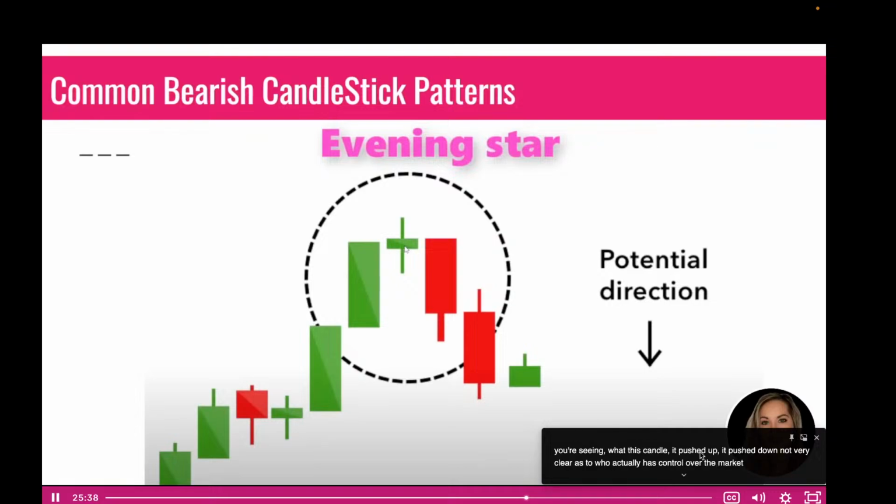And usually this will happen at like a key area of where price is meeting some sort of resistance sometimes. So if you see it hitting a key area of resistance and you see an evening star pattern form, you would potentially be looking to take a sell or a bearish trend to start forming.